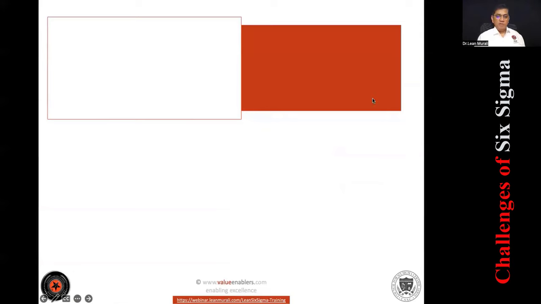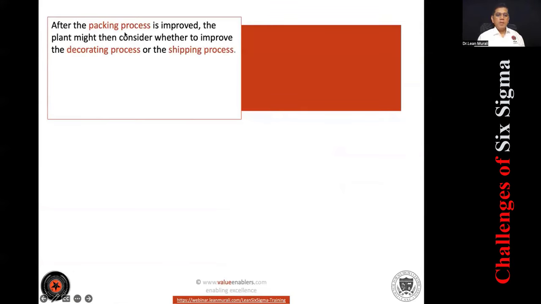Okay, let's proceed further. So after the packaging process is improved, the plant might now consider whether to improve. So first, they have taken a decision to improve the packaging process. Now the next is, should you improve the decorative process or shipping process? DP or SP? What would you choose? Now that plant has decided packaging process is most important to the customer. Now DP or SP?